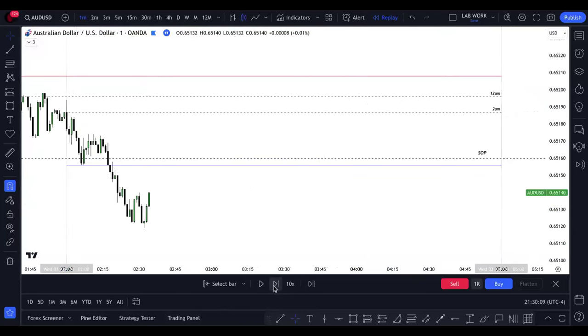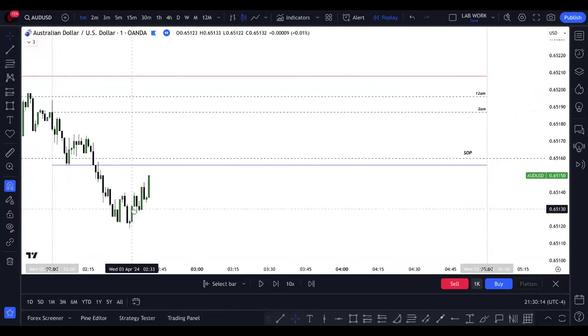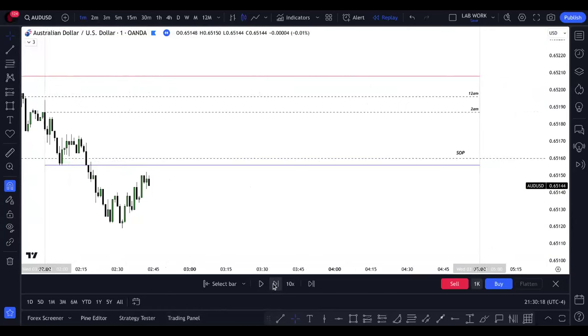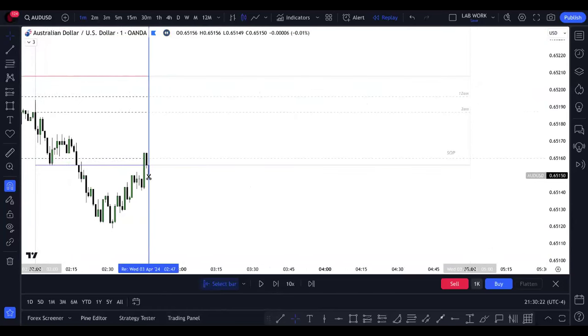Now let's wait and look for the entry. Waiting. Still nothing yet. But notice fair value gap here. Fair value gap here. Waiting. Still waiting. Gotta be patient. And there it is. Gotta be patient.